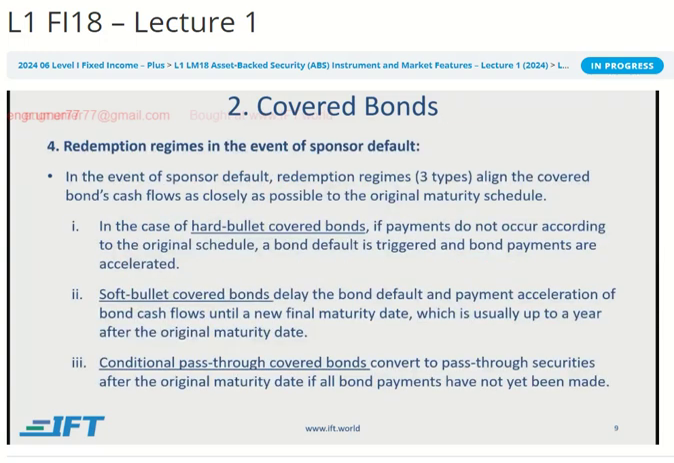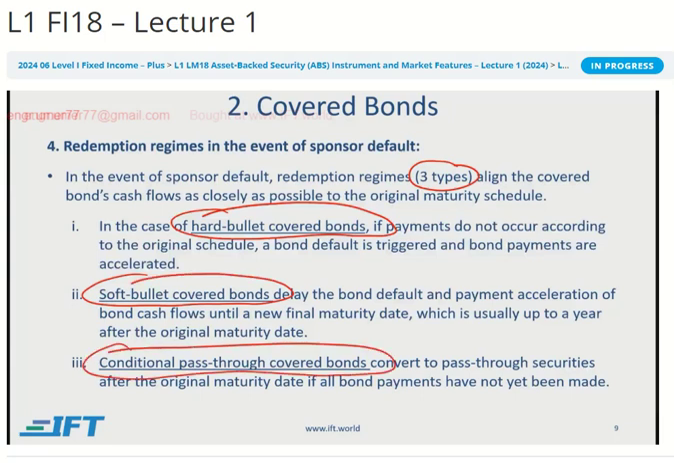Now, this area is a little bit complicated, the redemption regimes in the event of sponsor default, but you don't really need to know too much about it. Just know that there are three types of redemption regimes. One is the hard bullet covered bonds, two is the soft bullet covered bonds, and three is the conditional pass-through covered bonds. I'll just give you a high-level introduction to these three types, and don't worry about it too much, because of course there is a lot more detail that you can learn about this, but it's not required at this current level.